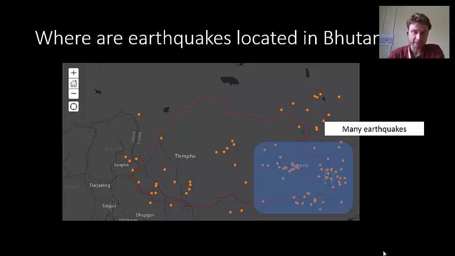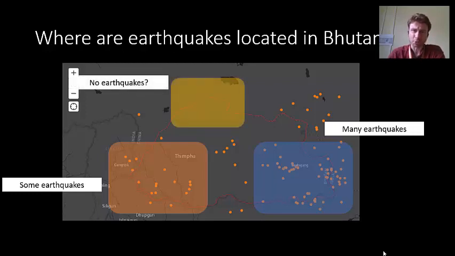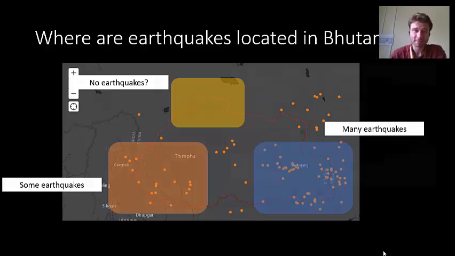And in western and southern Bhutan, we do have some earthquakes, but there seems to be an absence of earthquakes, particularly in our northern regions. So, what's going on here? Why do these earthquakes have patterns? To interpret these observations, we need to look more into our understanding of earthquakes.